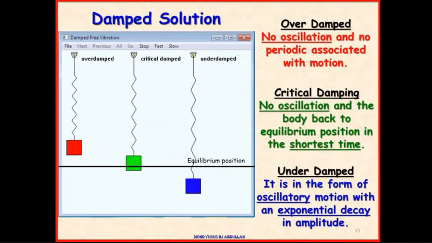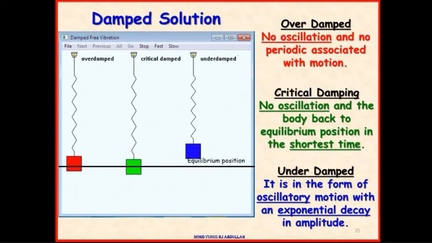Or perhaps it can also be represented by this one, all the material damping. It is not the dashboard that we learn here. So look at here. You have the overdamp, the red one, the green one, the critical damping, and the blue one, the underdamp.